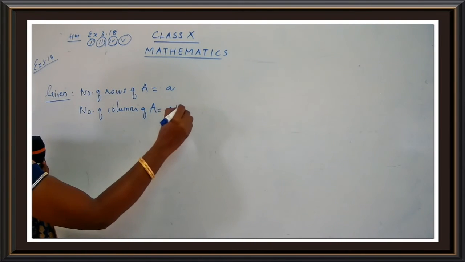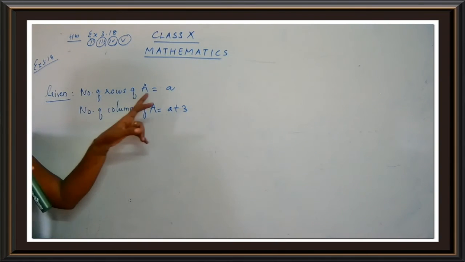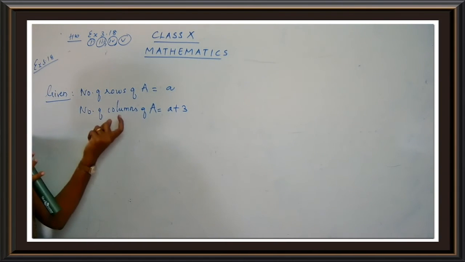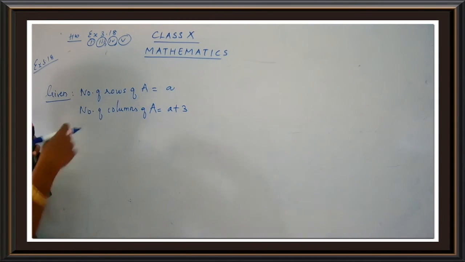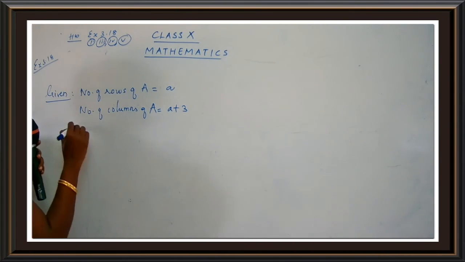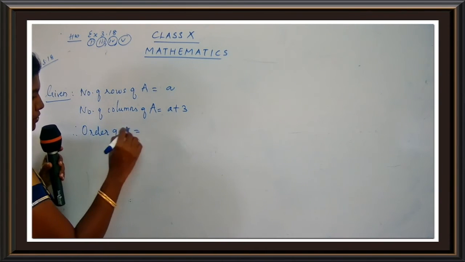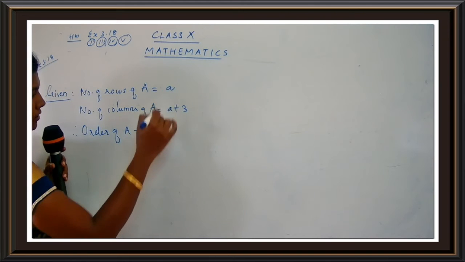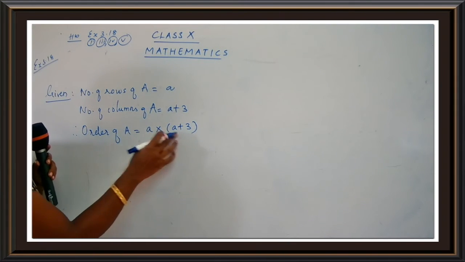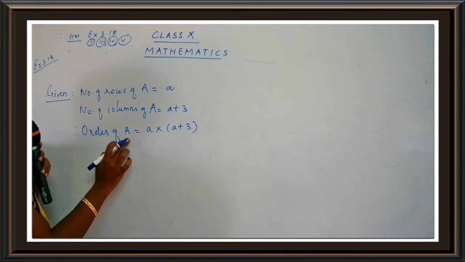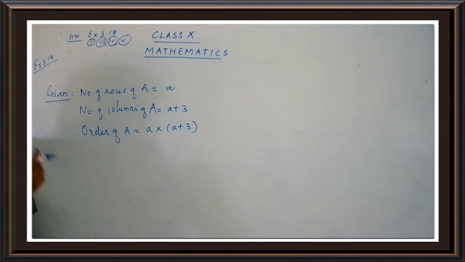So you have been given the rows and the columns. Number of rows of A is A and number of columns of A is A plus 3. If you know the rows and the columns, you can write the order. Therefore, order of A is equal to A cross A plus 3. That is M cross N, row cross column. So what is the order of A? A cross A plus 3. Are you getting my point, children?